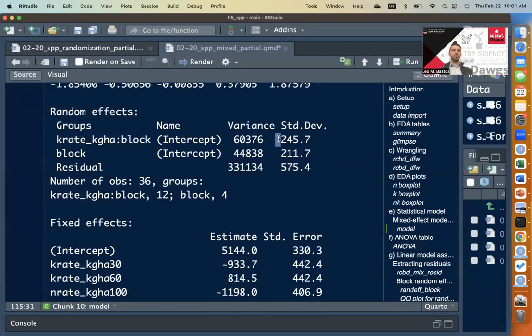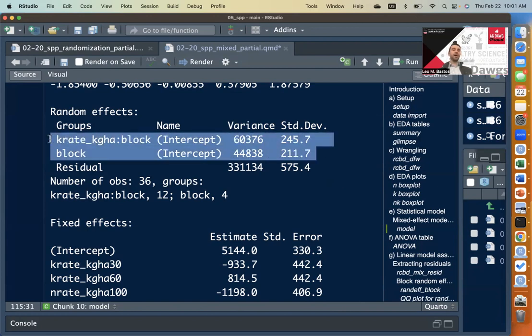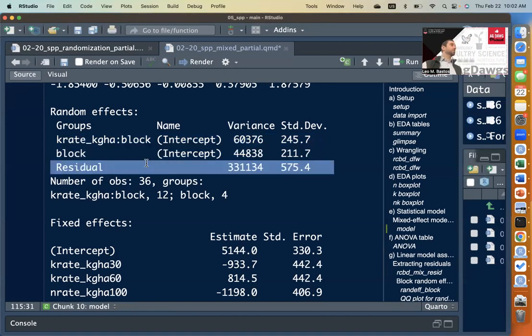So these two terms here are being pulled, and this is kind of interesting to think about. These two terms, the block and potassium rate by block interaction random effect, are being pulled and combined to make up the error of the whole plot. And then the residual is what's left. So that would be what's left of the nitrogen rate side of things. It's going to the residual of the model, and that's going to be used as the error for the split plot part of the model.